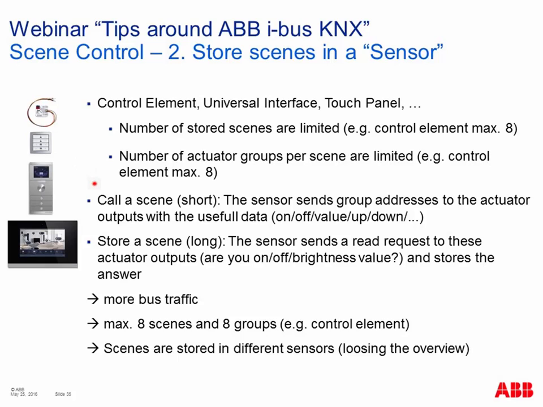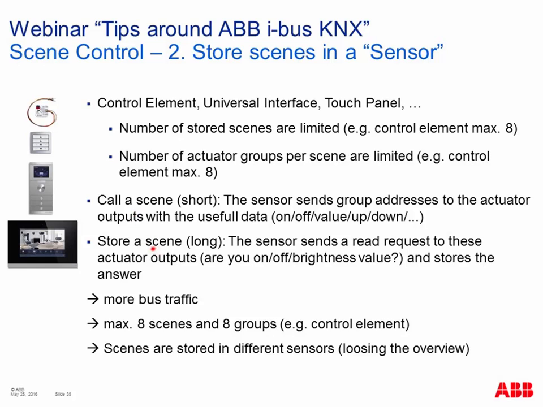So one feature is when we press short, then we call the scene. The sensor sends these maximum 8 telegrams to the bus and calls our scene, including the value. So the value on, off, 50%, 21 degrees is now transmitted to the bus. So we have 8 KNX telegrams on the bus.